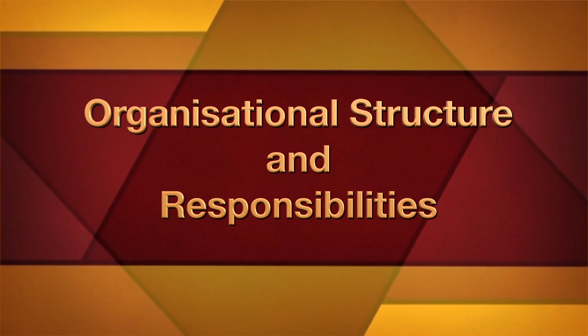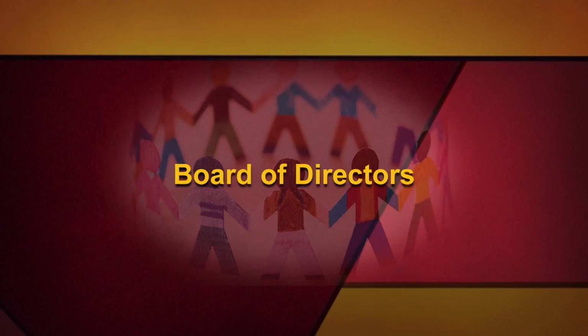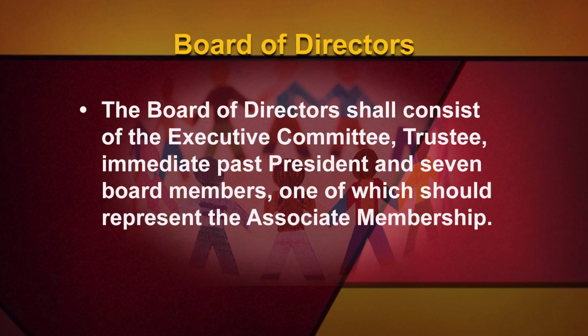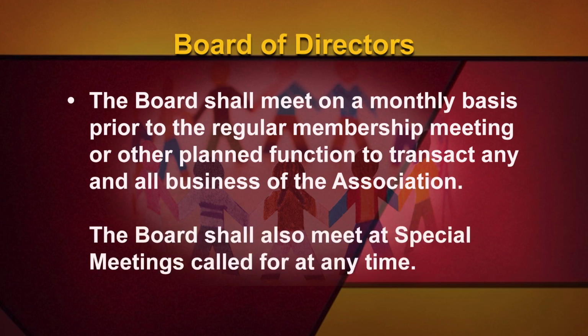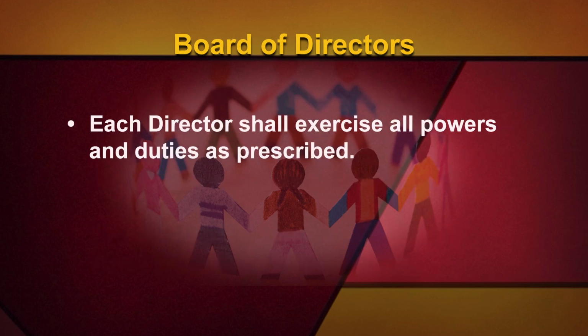Organizational structure and responsibilities. Board of Directors. 1. The Board of Directors shall consist of the Executive Committee, Trustee, immediate past President, and 7 board members, one of which should represent the associate membership. 2. The board shall meet on a monthly basis prior to the regular membership meeting or other planned function to transact any and all business of the association. The board shall also meet at special meetings called for at any time. 3. Each director shall exercise all powers and duties as prescribed.